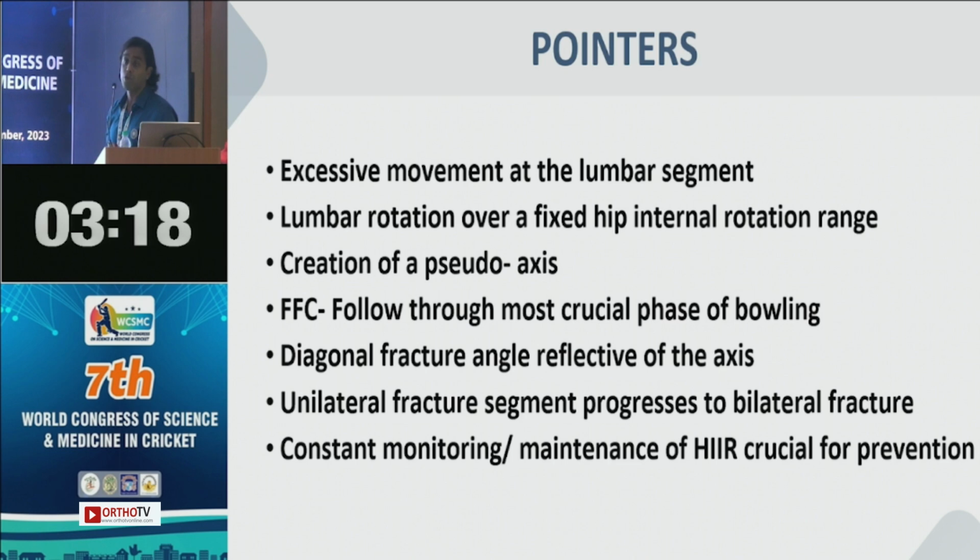There's also the creation of a pseudo-axis, which is causing this factor. From front foot contact to the follow through is the most crucial phase of bowling, where possibly maximum kinetic energy is created. The diagonal fracture angles are reflective of the axis. So probably what we need to do now, as we start doing MRI screenings, is to also look at the angle of the axis of the fracture. We know now that unilateral fracture segments are progressing towards bilateral segments. And we constantly need to monitor and maintain the hip internal rotation range as part of our preventive measures.